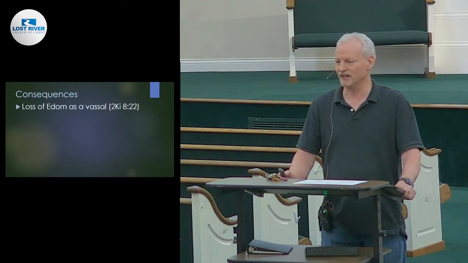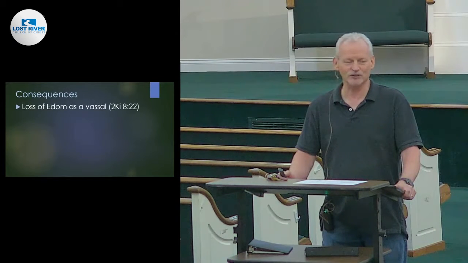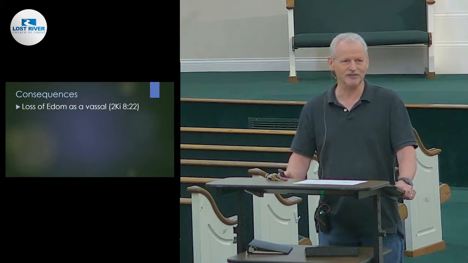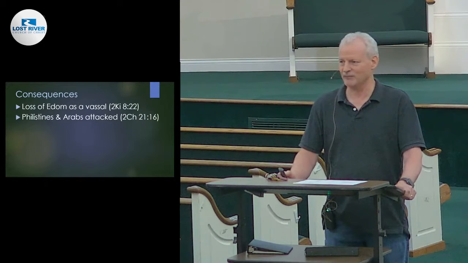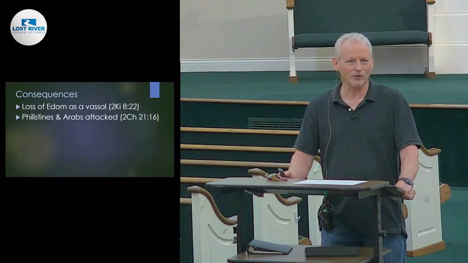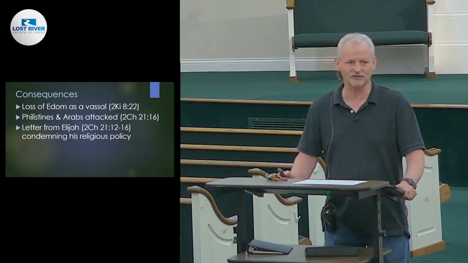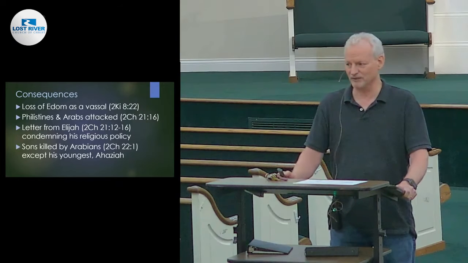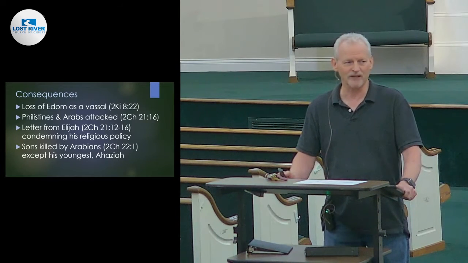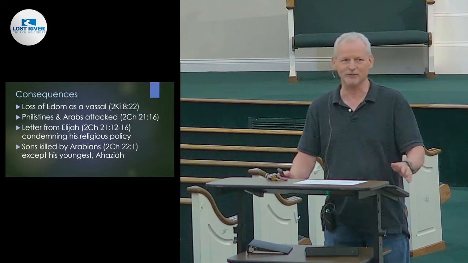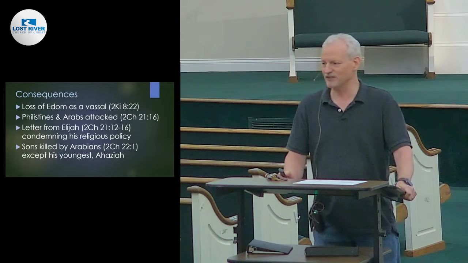The consequences of this alliance are as follows. First of all, Edom was lost as a vassal of Judah. Judah had controlled Edom for quite some time, and now Edom would become a rogue state and would become a thorn in the side of Judah. The Philistines that had been held at bay all of these years will now, along with the Arabs, attack Joram. And he would receive a letter from Elijah condemning his religious policies as a result of his connection with this family. His sons were killed by Arabians in 2 Chronicles chapter 22, verse 1, either Arabians or by mercenaries that were hired by the Arabians. It's hard to tell which, except for his youngest son, Ahaziah.